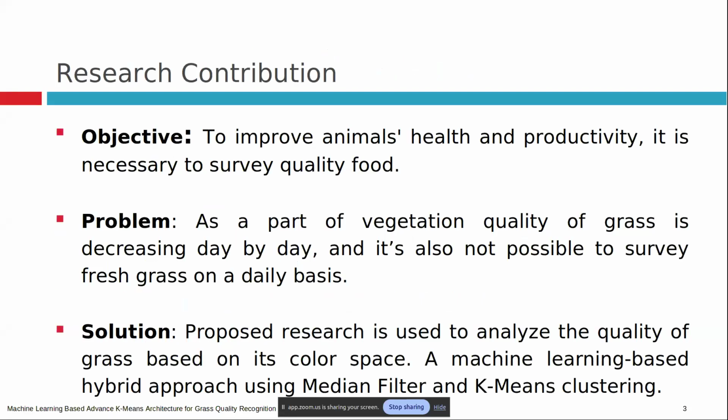Basically, grass is one of the most important foods for animals. The quality of grass is most important for a healthy life for the animals. So this is an objective.